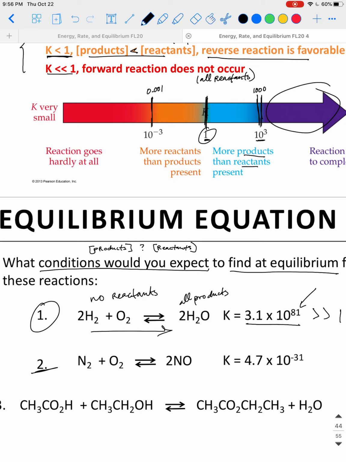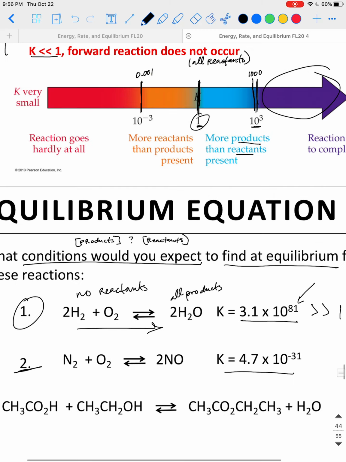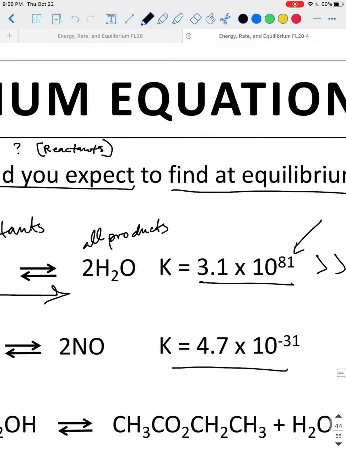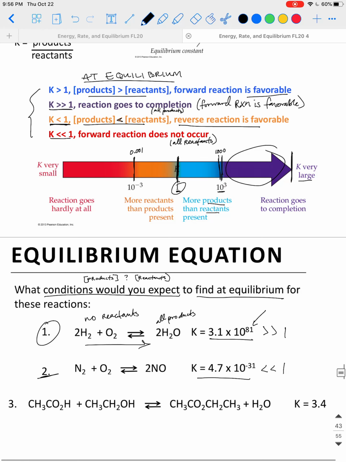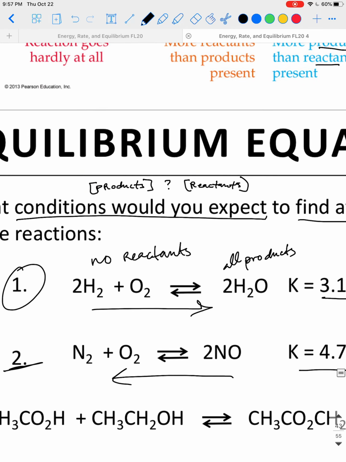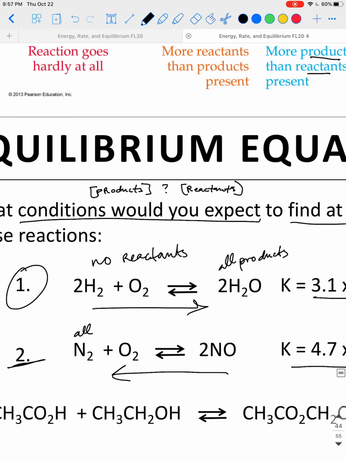We have nitrogen and oxygen gas, and they make nitrogen monoxide. And here is your value of K, 4.7 times 10 to the minus 31. Here, K is much, much smaller than 1. What does that correspond to? That corresponds to the red section of the arrow, where it says forward reaction does not occur. So the reverse reaction is the one that's favorable.